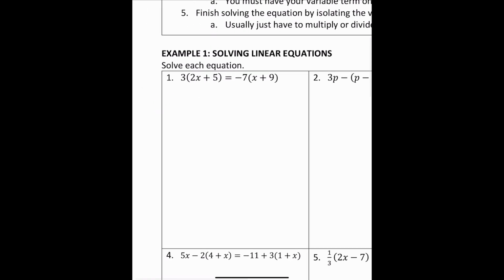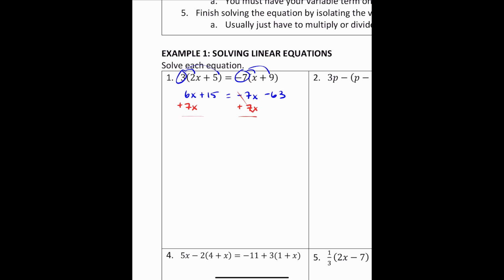So let's take a look at number 1 here. We have this equation. Notice that we can apply the distributive property on both sides of the equal sign. So I'm going to take this 3 and distribute to each term. And then do the same thing for -7. Distribute that to each term. So we have 3 times 2x, that's 6x. And then 3 times 5 is 15, so plus 15 equals, so -7 times x is -7x, and then -7 times +9 is -63. So what I'm going to do now is add both sides by 7x.